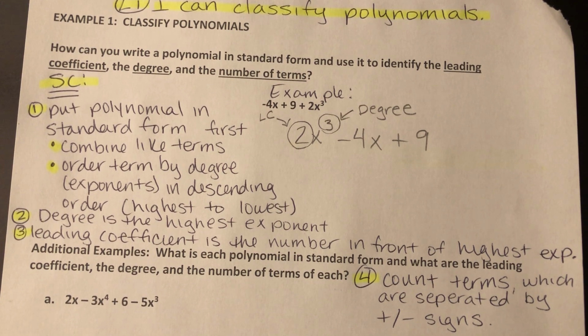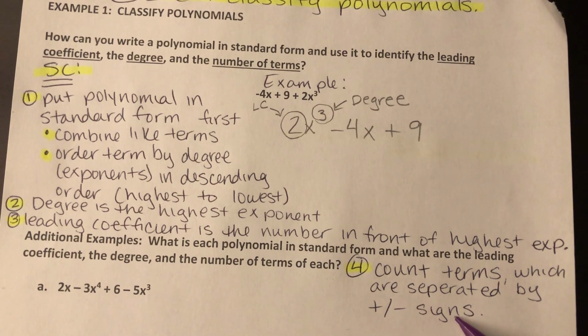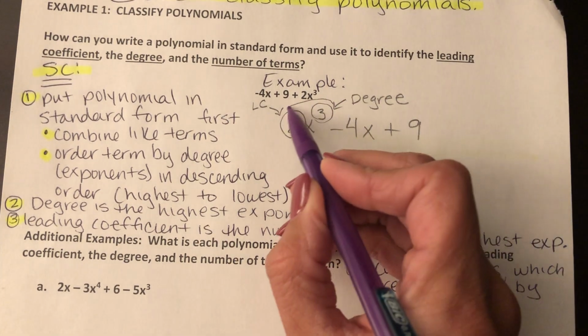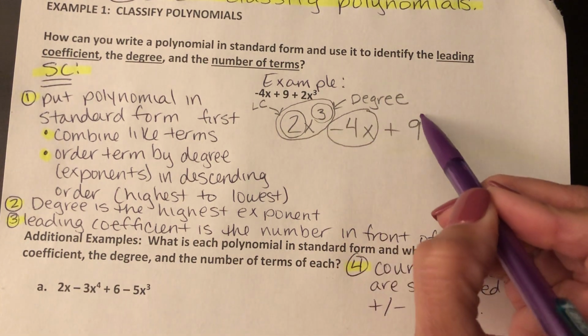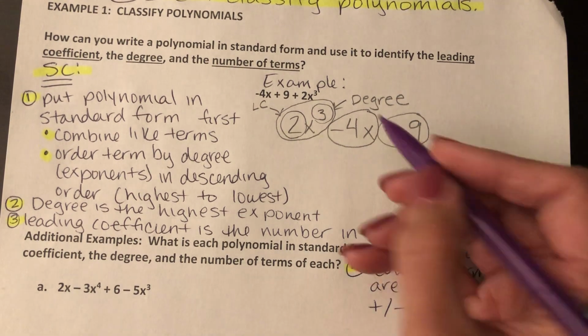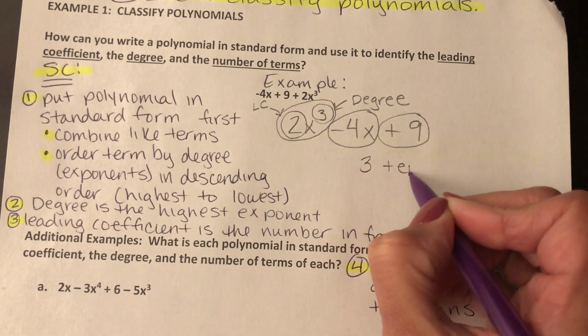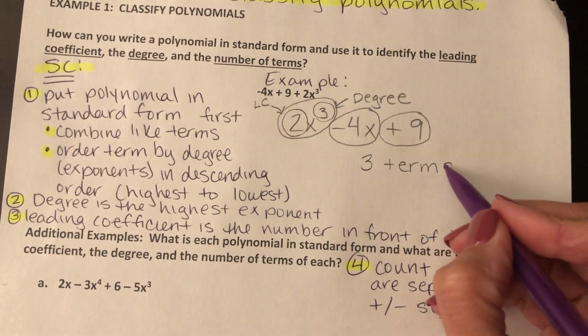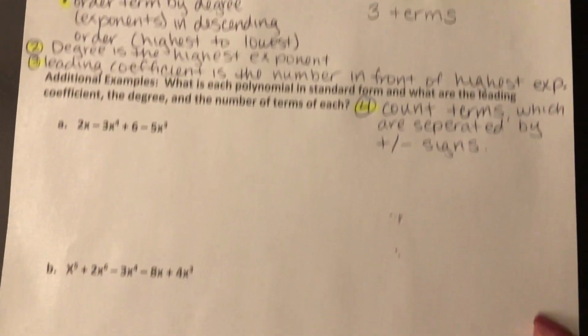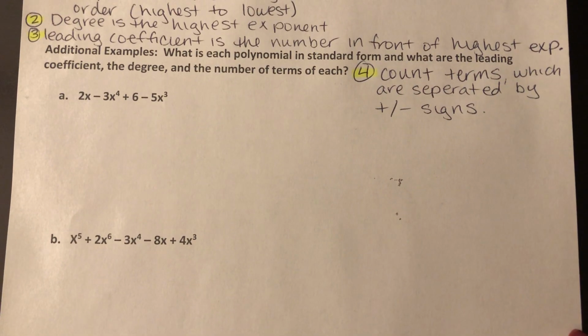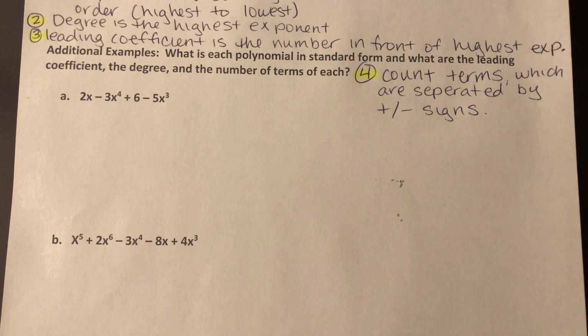And now lastly, we need to count the number of terms. So terms are separated by the plus and minus signs here. So my first term is 2x to the third, second term is negative 4x, and my third term is the 9. So I have here a 3-term polynomial. So this polynomial has 3 terms. Okay, so let's practice this. We've got a couple more examples to look over. Why don't you go ahead, pause the video, and try A and B on your own.